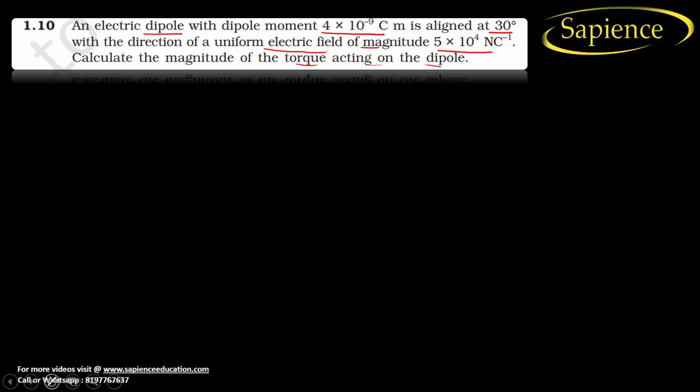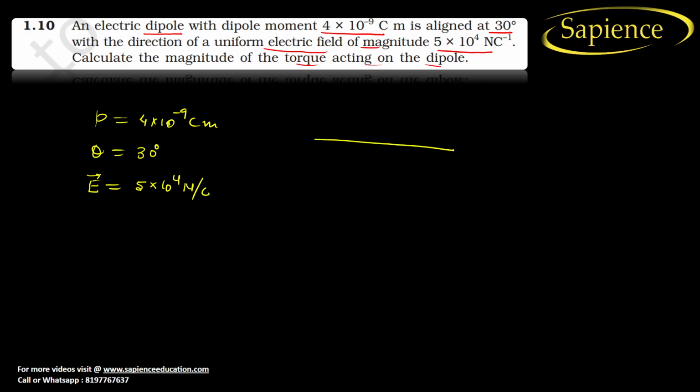So what data they have provided you, we need to write this one. First of all we need to find dipole moment. So P is equal to 4 into 10 to the power minus 9 Coulomb meter, right? Aligned with the angle theta. So the theta at which the dipole is aligned is 30 degree, with the direction of uniform electric field, they have already told you that it is a uniform electric field and it is 5 into 10 power 4 Newton per Coulomb. Calculate the magnitude of the torque.